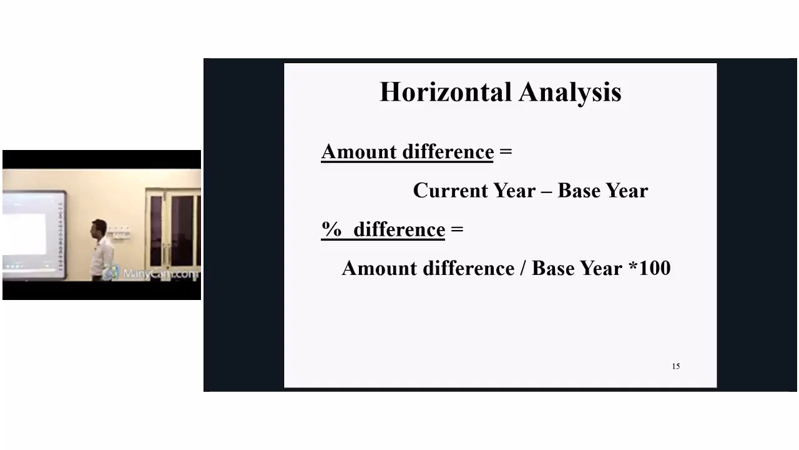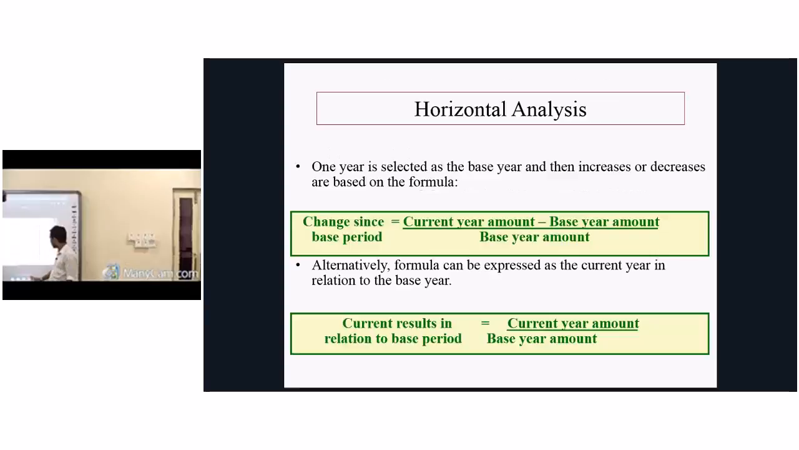Hope you can remember this. Horizontal analysis: current year minus base year divided by base year. We call it horizontal analysis based on percentage on a base year. And the other one, current year just as a percentage of base year. This shows the increment in the first one. Or both are correct.